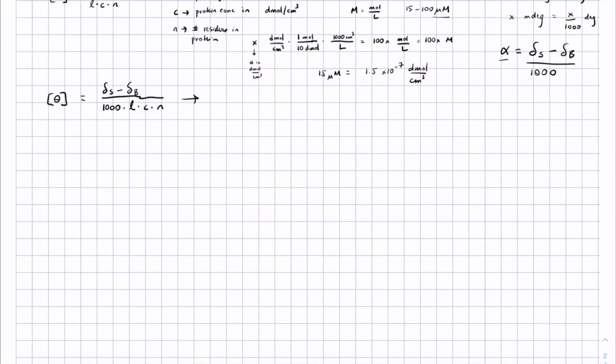Now these numbers tend to be in the 1,000 to 30,000 units of degrees. And in the denominator, we have centimeters times decimals per centimeter cubed times residues. Or in other words, degrees centimeters squared per decimal per residue. And these are the units of molar ellipticity.